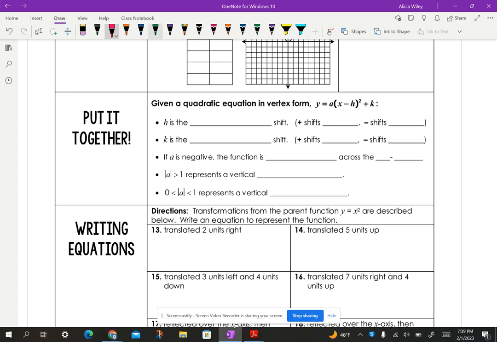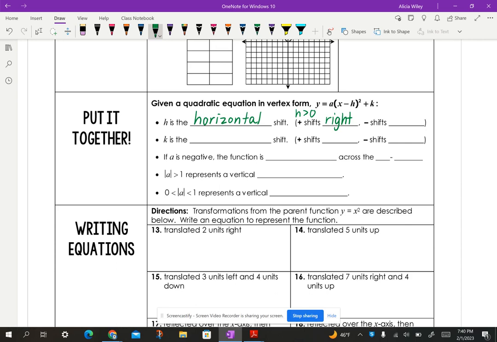So the h value is going to give us what we call a horizontal shift, meaning it's going to move to the right or it's going to move to the left. Okay, so if you see that the h value is positive, meaning h is greater than 0, that's going to move your graph to the right.